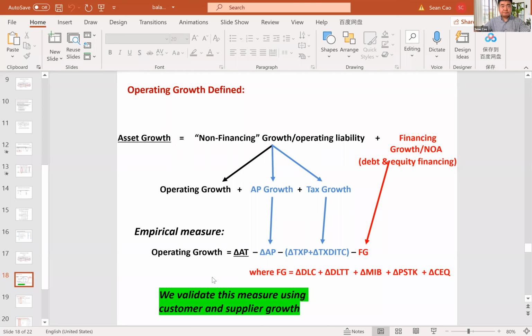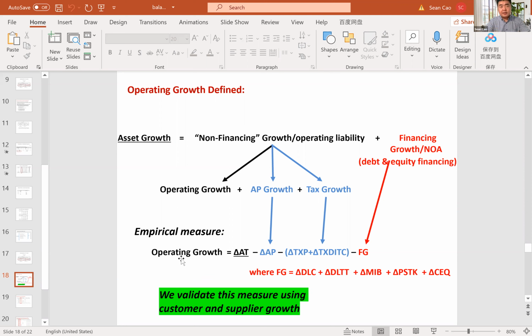Okay, and there's some measurement error on this calculation because when we do this formula, there's a chance that the operating growth from the formula may contain something else we don't know. So there's maybe some noise component in the operating growth. So we did something in the paper. We're trying to validate our calculation is right. So how do we validate that?